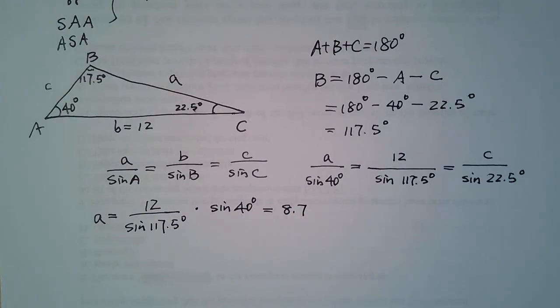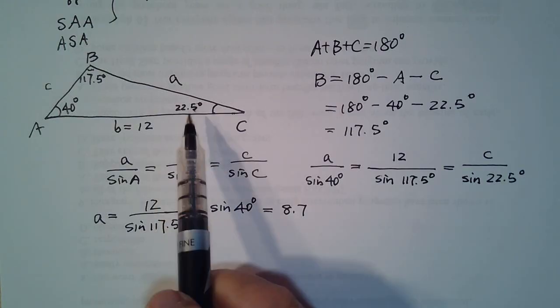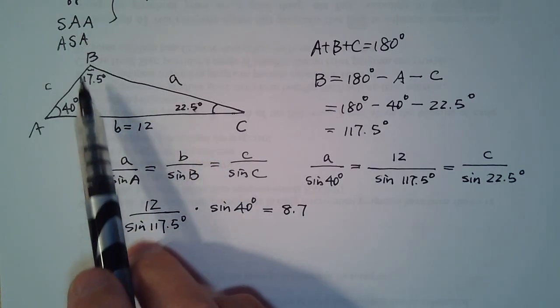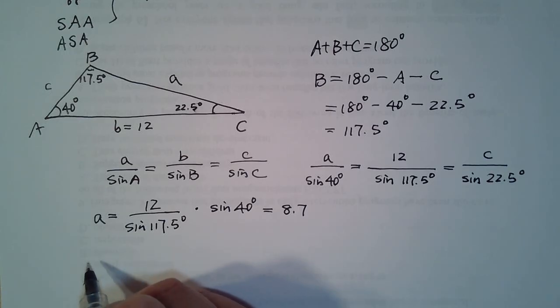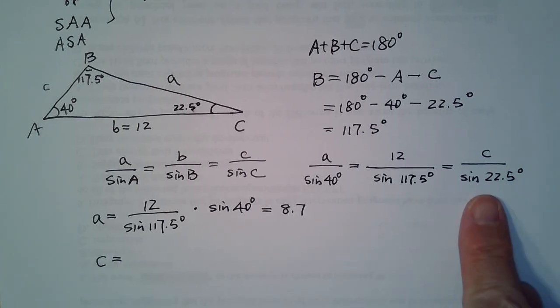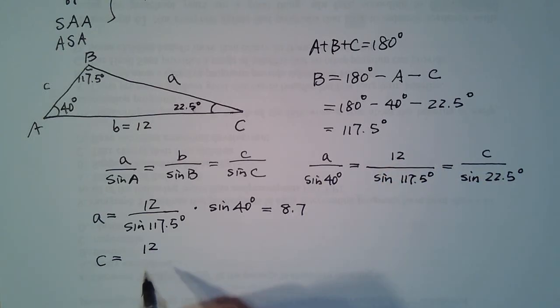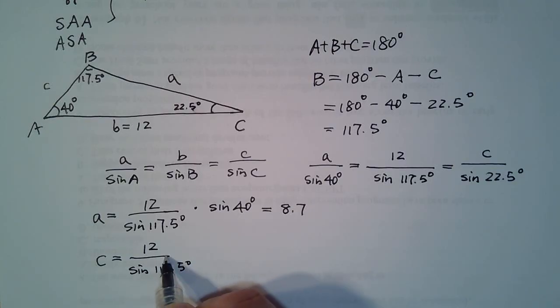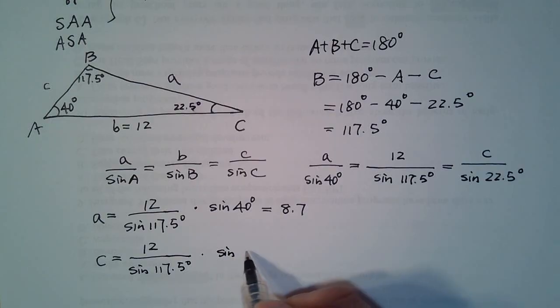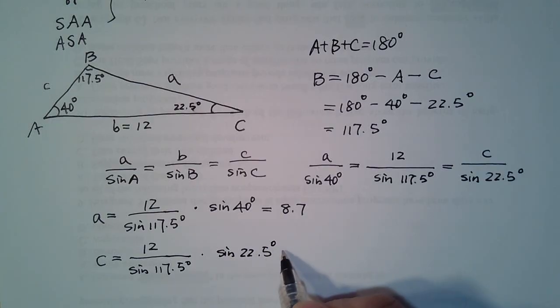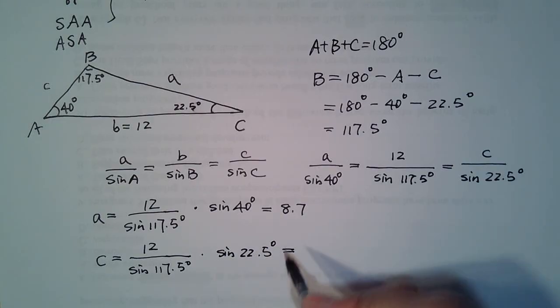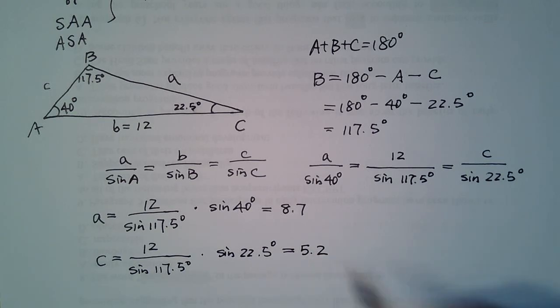I usually, for the length, keep one decimal place, and for the angle, most of the time I will just keep the whole number, unless the given is 22.5, then this is 117.5. All right, now the C will be this guy. You multiply by sine 22.5, so it's 12 over sine 117.5 degree, multiply by sine 22.5 degree. And if you use a calculator, you get the little c is roughly 5.2.